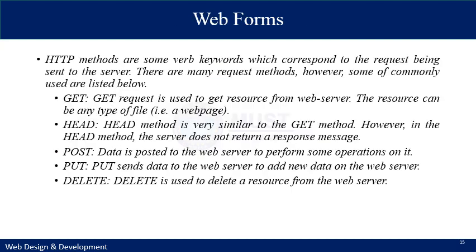Web forms have different methods. These are called HTTP methods, and they are verb keywords which correspond to the request being sent to the server. There are many request methods, however some of the commonly used are listed below. The first is the get method. That means you want to get something from the server. A get request is to get a resource from the web server. The resource can be any type of file, a web page, or any other information.